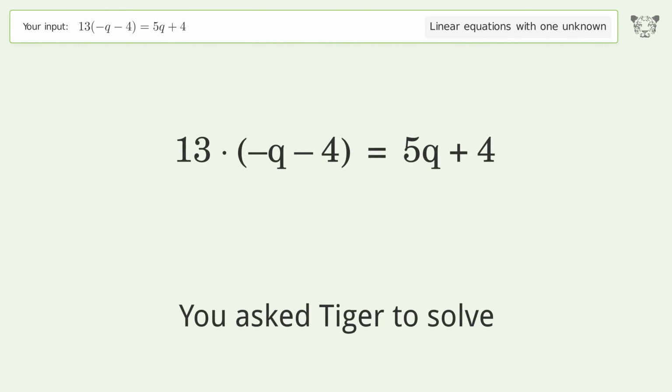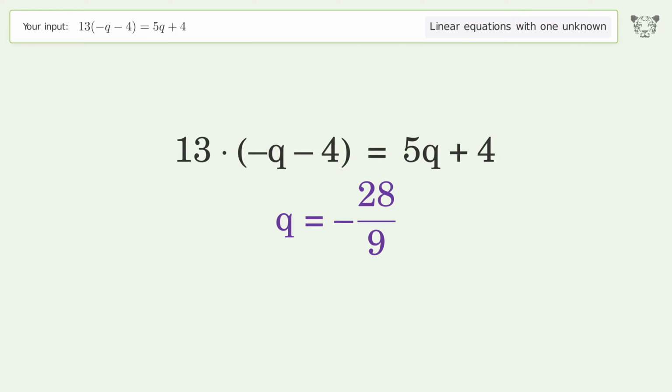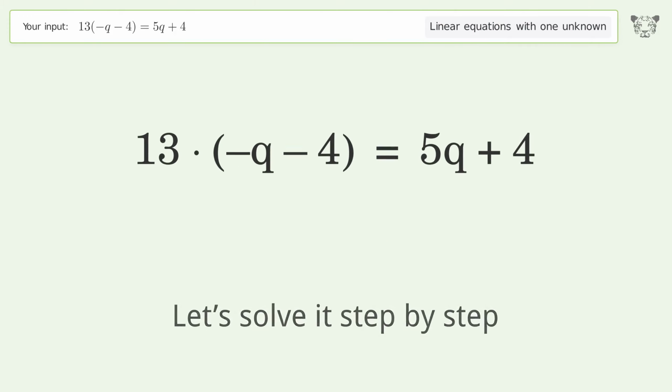You ask Tiger to solve this. This deals with linear equations with one unknown. The final result is q equals -28/9. Let's solve it step by step.